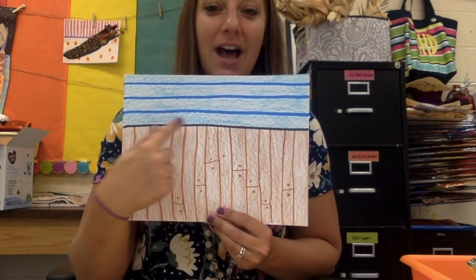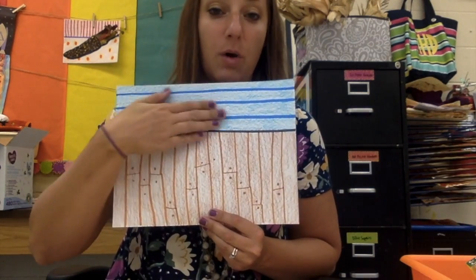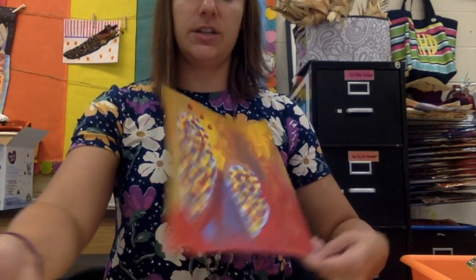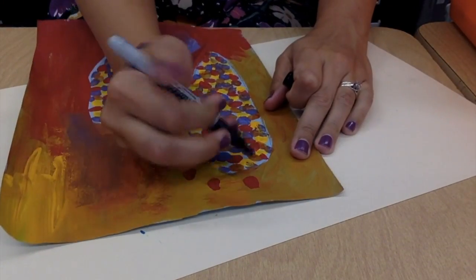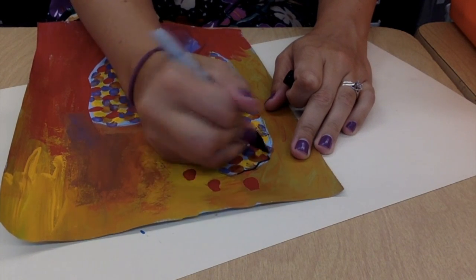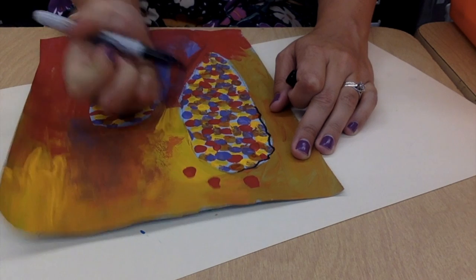You're drawing your line that shows the line between your table and either the wallpaper or the background. And the next thing that you need to do is cut out your corn. So one thing that I like to do before I cut it out is take my Sharpie and kind of go around the kernels.